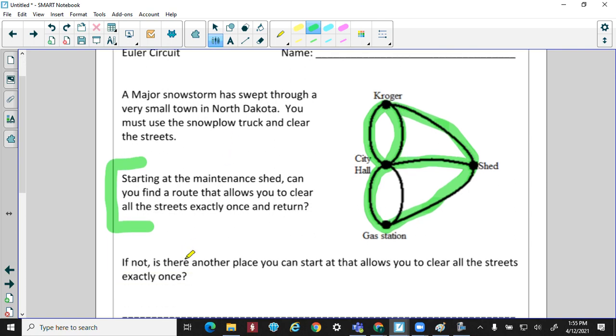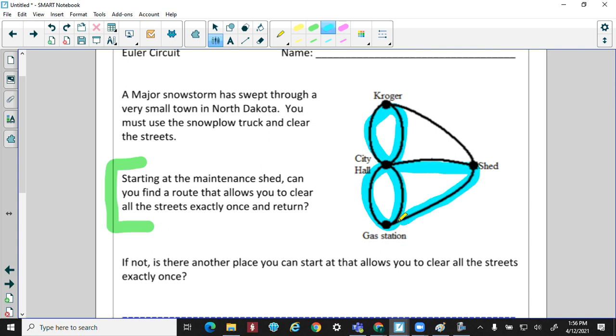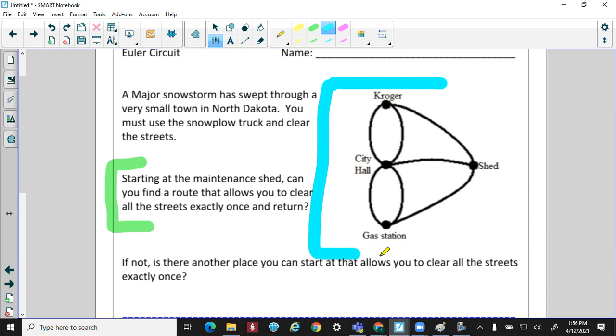Now, if not, is there another place that you can start that allows you to clear the streets? So in this example, maybe we don't have to start at the shed. Let's say we decided to start at City Hall. Maybe that's where the truck was parked. So we start, gas station, this one, this over here, there. Nope, we just can't do it. So basically what we have here is a situation where you cannot do all the streets exactly one time.